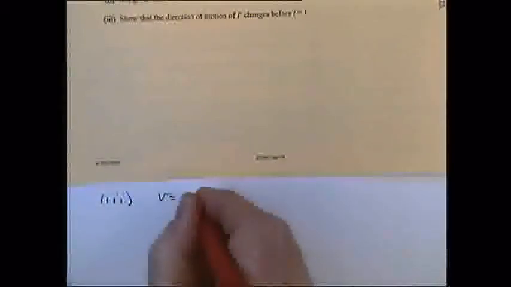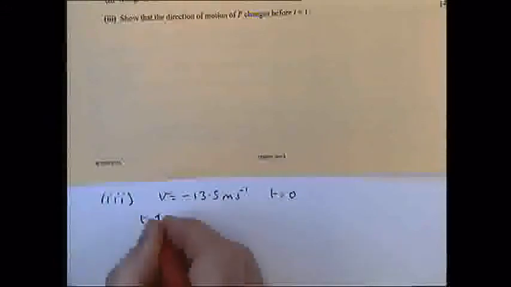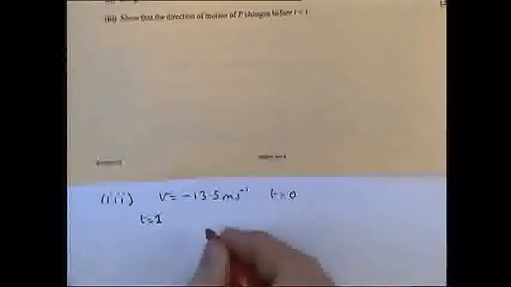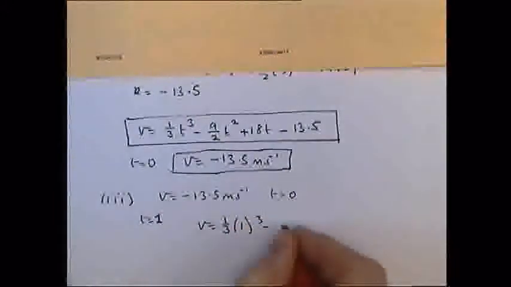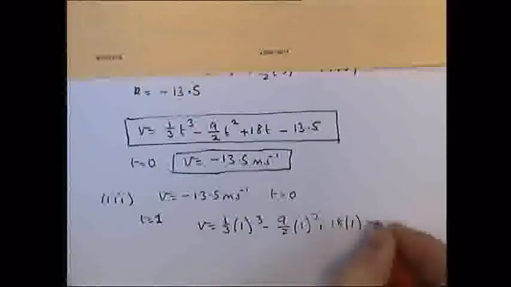Now the last part of this problem asks us to show that the direction of motion of P changes before t equals 1. Well, we know the velocity equals negative 13.5 meters per second when t equals 0. So if we can find the velocity when t equals 1 and it's positive, then we know it's changed direction. It's only worth 2 marks, so always look at your marks. That should give you an indication of how much work you're meant to be doing. So we know that v is equal to 1/3 t cubed and so on, as I wrote it down above. Now we're going to substitute 1 in. It's as simple as that.